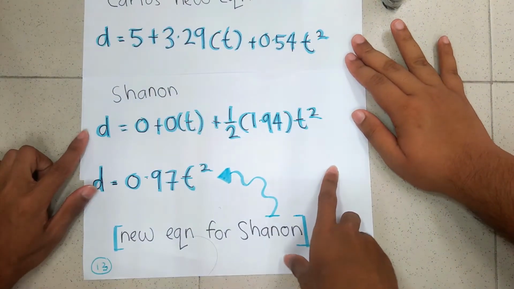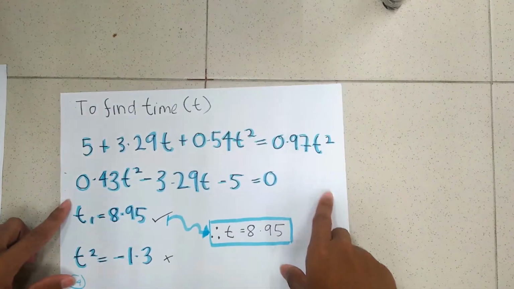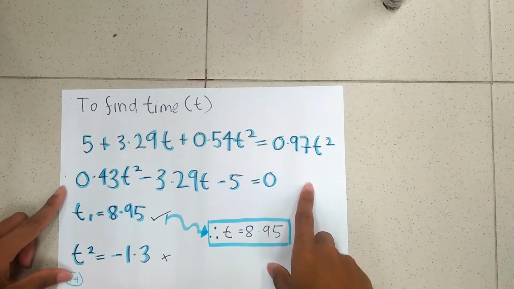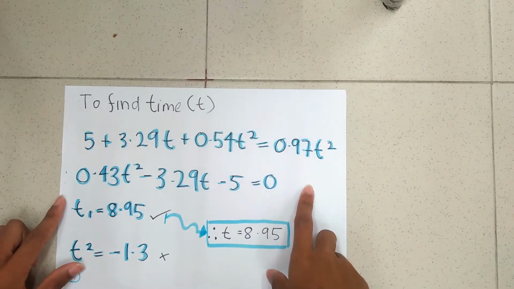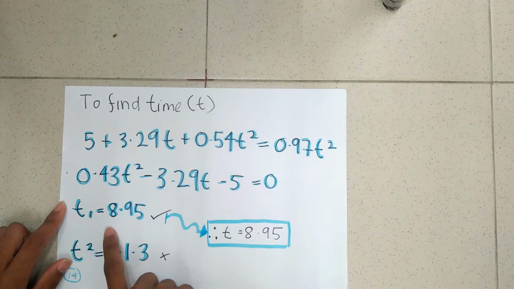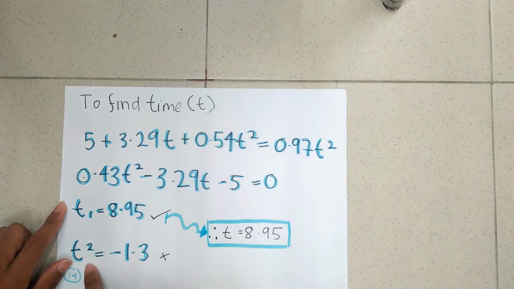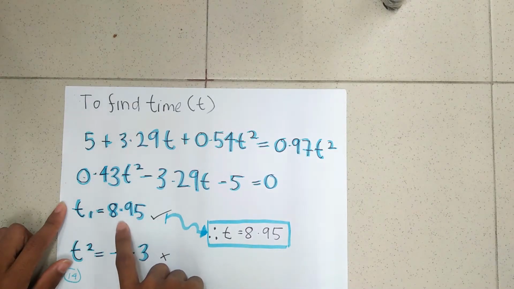From both new equations for Carlos and Shannon, we can find the t. So to find the t, we combine the equations of Shannon and Carlos. So we will get two times: the first one 8.95 seconds, and the second one negative 1.3. We assume that time is not negative, so we take the first one, the positive one.